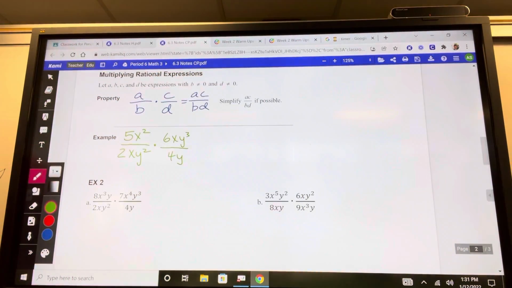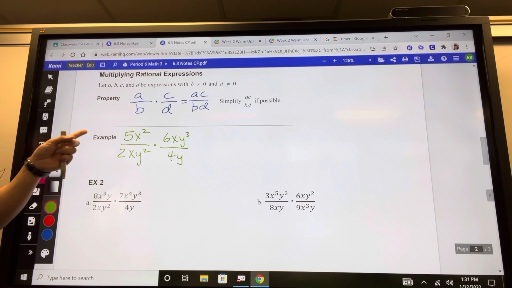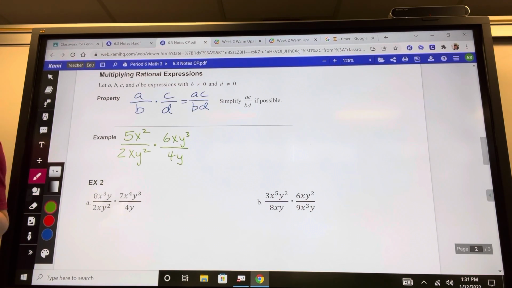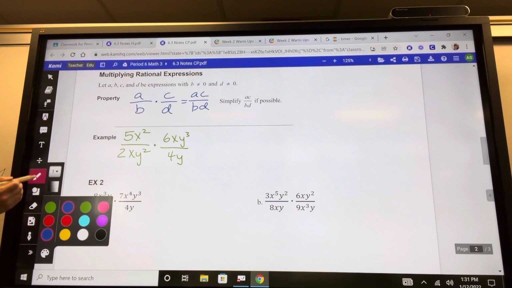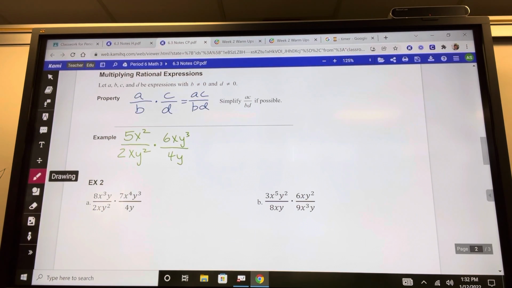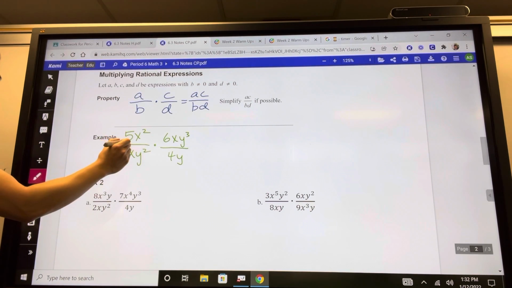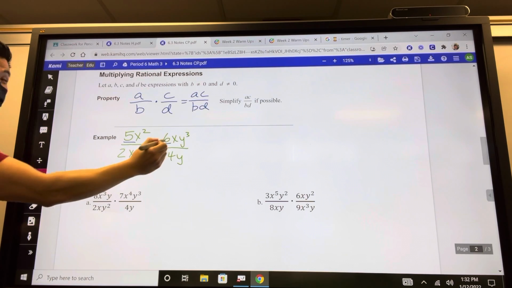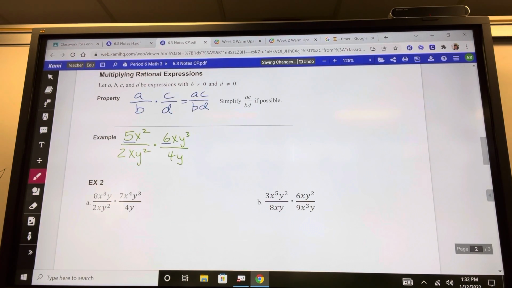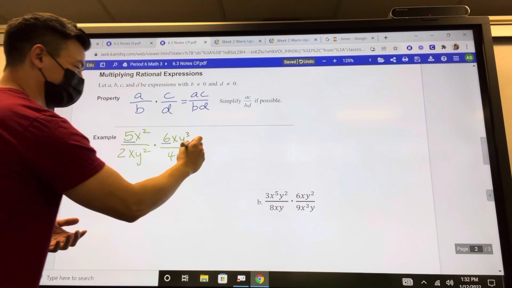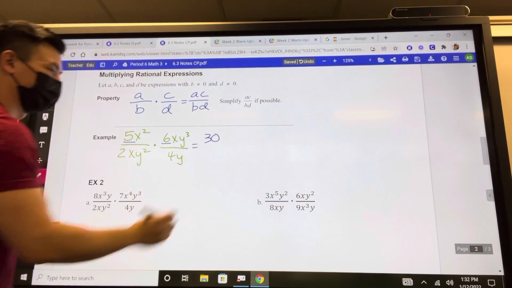So I've got three main pieces that I'm looking at here. I have my coefficients, or the numbers that I have up front. I have x, and I have y. And what I can do is break it down by each piece. I'm going to start with just my coefficients. On my numerator, what numbers do I have? 5 and 6. What is 5 times 6? 30.